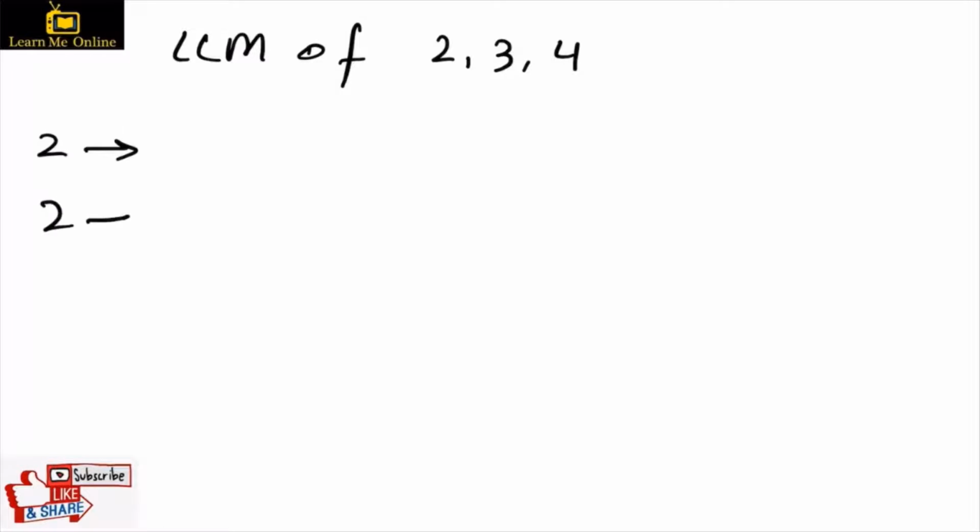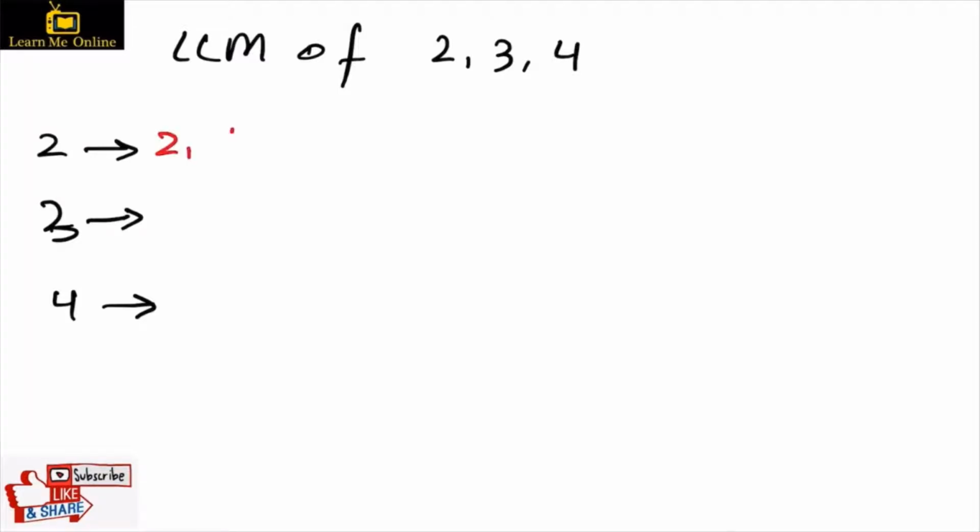Now we're going to look at the next example where we have been given three numbers, and we are finding out the least common multiple between 2, 3 and 4. We're going to list all the multiples of 2, 3 and 4 here, and then we're going to see what's the least common multiple in the list of the multiples.